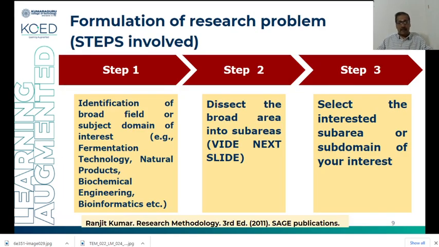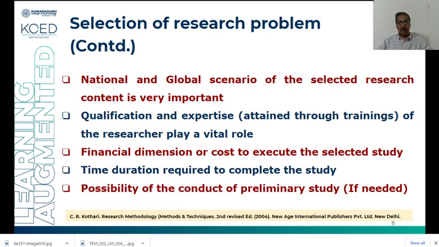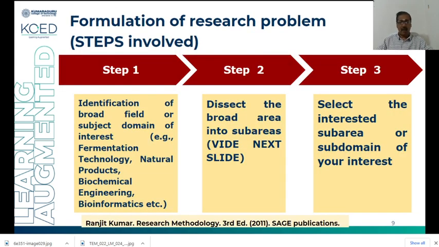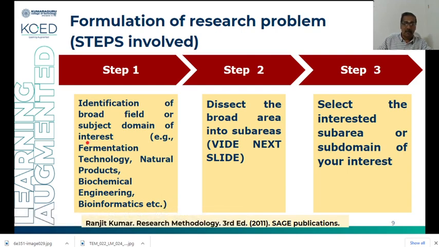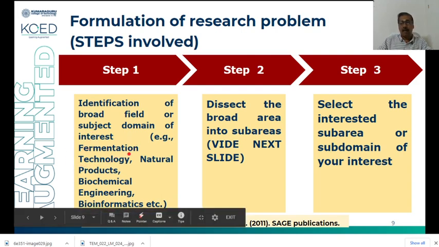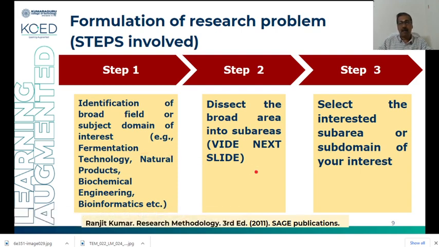After the criteria and other things, say here we have identified and selected in a very broad way. Now, at micro level analysis, how to formulate a problem. Step 1, identification of a broad field. First you decide in what field you want to work. I want to formulate a research problem in fermentation technology, natural products, biochemical engineering, computational biology, bioinformatics, broad chemical engineering, downstream processing, upstream processing. Which area you want to select?